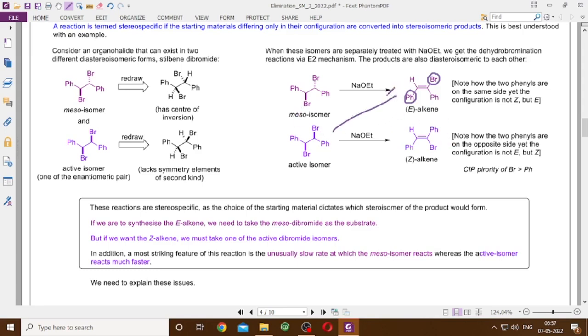Why can this reaction not happen? Why can that reaction not happen? So that is the question. And moreover, the meso isomer being highly reactive compared to the active isomer, why is that?